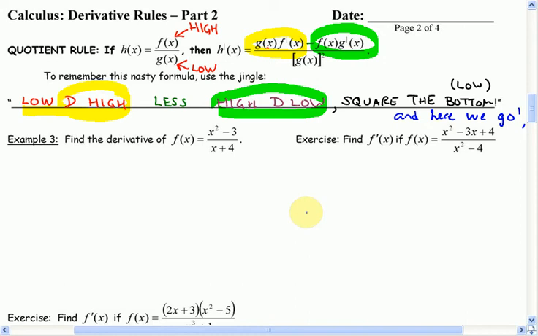The order matters here, yes. The product rule doesn't, because you're summing, but because this is a minus, the order matters. For the jingle, do you know the bottom is low? Okay, fine. Square the low then, if you want to call that. Low D high, less high D low, square the bottom, or the low, and here we go.